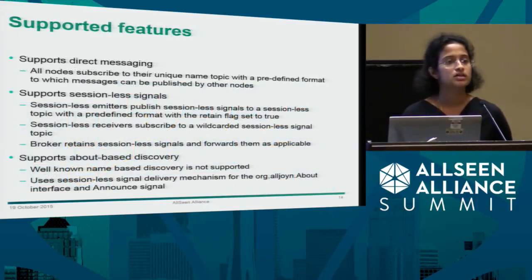So what is supported so far? We have support for direct messaging. How that works is every node in an AllJoyn system has a unique name. And using that, we came up with a topic that is the unique name topic for that node. So all nodes subscribe to their unique name topic, and that way all other nodes can directly send messages to the node by using that topic.